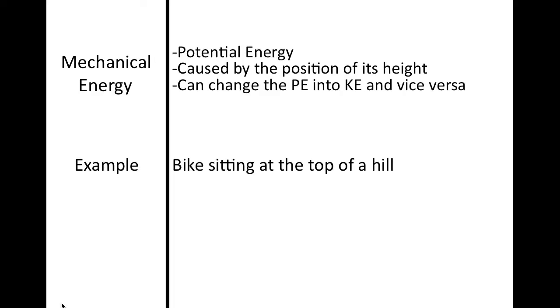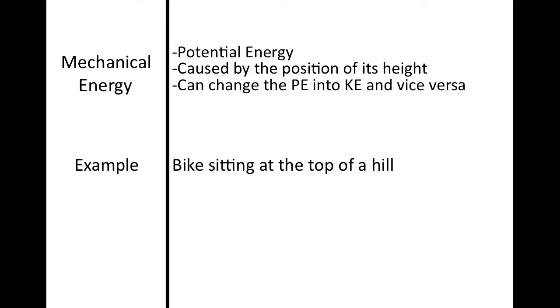One form of energy that can be kinetic energy, but can also be potential energy, is mechanical energy. With this one, remember we said potential energy is stored energy. So mechanical energy can be potential when it is higher up from the ground. When it is higher up from the ground, it has potential energy, but it can change its potential energy into kinetic energy, and the kinetic energy can go back to being potential energy, and it is this dance between kinetic and potential energy. One example is the bike sitting at the top of a hill.